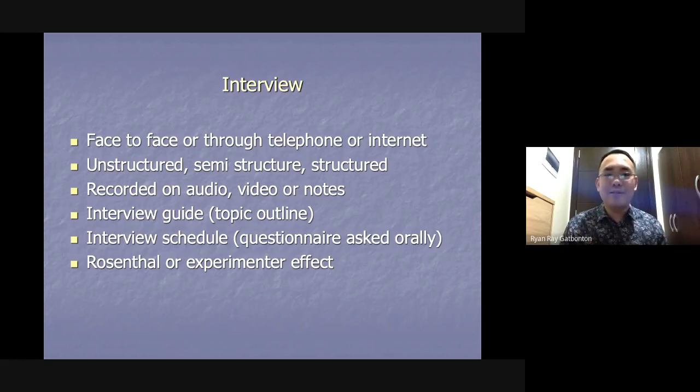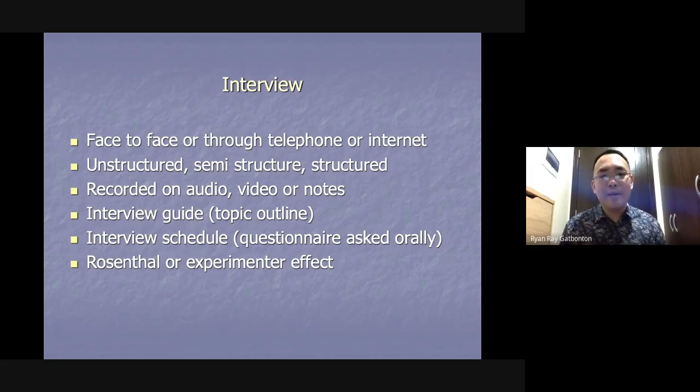It can be structured, meaning you only have a list of questions to ask your participant or your interviewee. It can be semi-structured, meaning there are some general questions and some follow-up questions to guide you in your interview. And an unstructured interview is an interview of anything under the sun, depending on how your conversation goes.